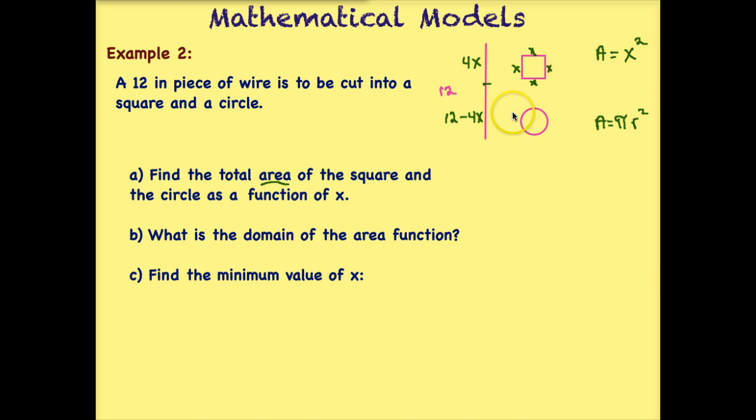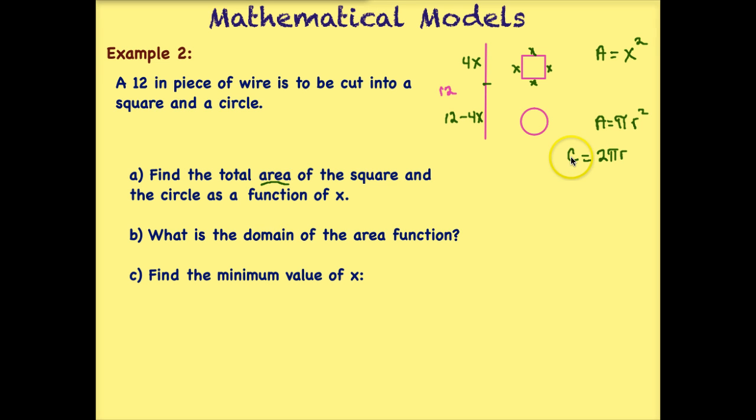Well, how are we going to find the area of the circle? Because we don't know the radius of this length. But what we do know is that this wire that's left forms the distance around the circle. Just like 4x was the perimeter of the square, 12 minus 4x is the circumference, or the distance around the circle. So we need one more equation to help us, and that would be circumference. So circumference is equal to 2 pi r. And if you forget any of your geometric formulas, you can always Google them, and then you'll know them. Okay, so now we know that circumference is equal to 2 pi r, and we know circumference. So we can start building some equations.